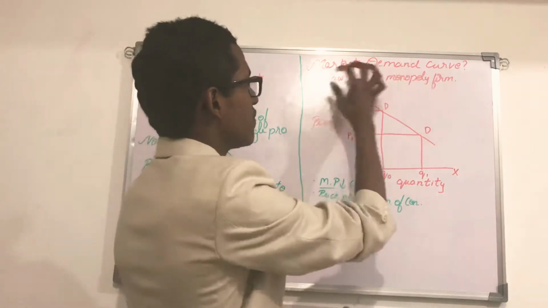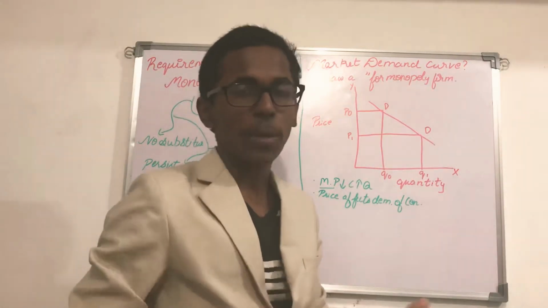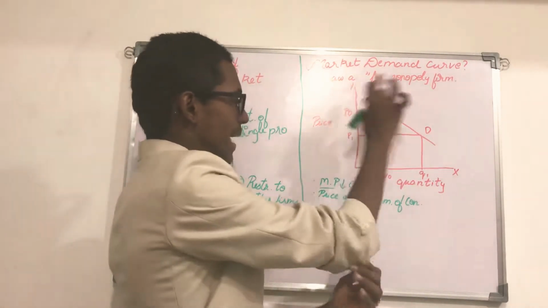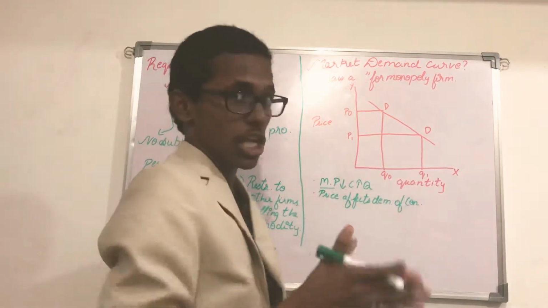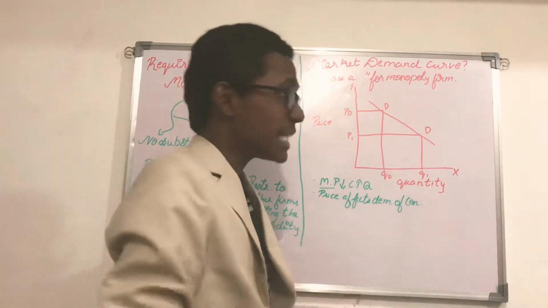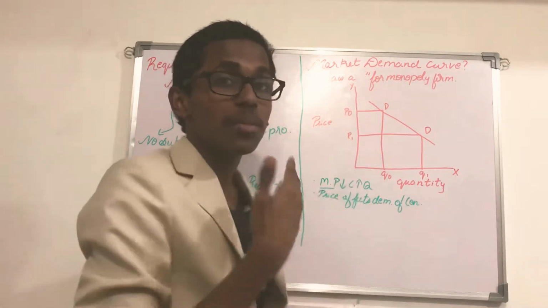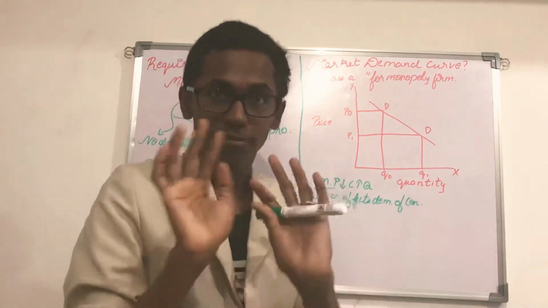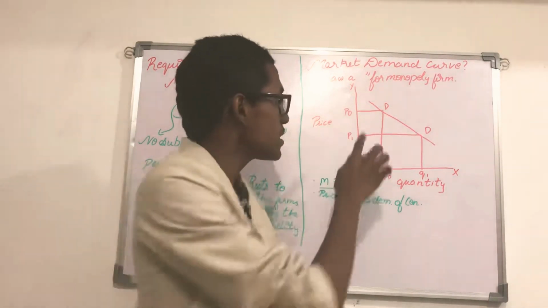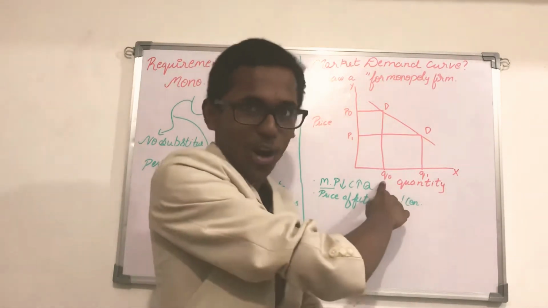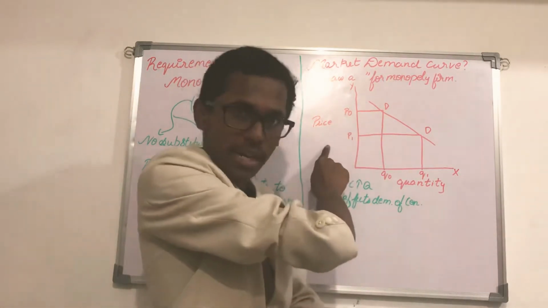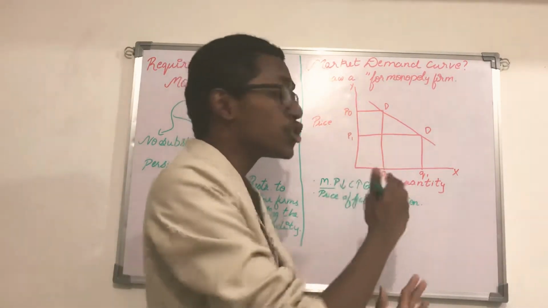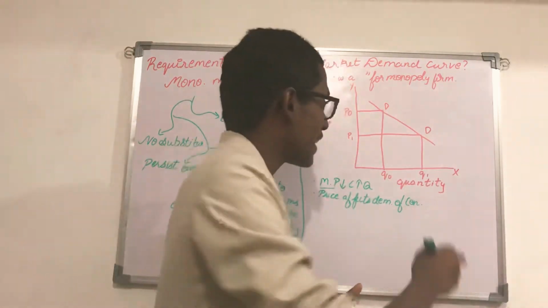Before writing this, write the definition of the market demand curve: the consumers as a whole are willing to purchase at different prices. And after drawing the diagram, write these 2 points: price is measured on the y-axis, quantity is measured on the x-axis. Then, if the market price is P0, the consumers are willing to purchase Q0 quantity. If the market price is P1, which is less, then the consumers are willing to purchase more, that is Q1.